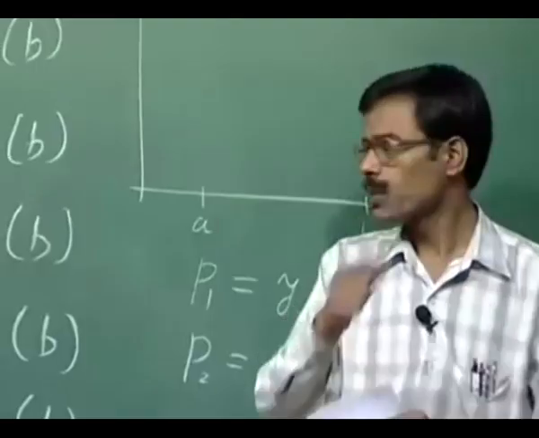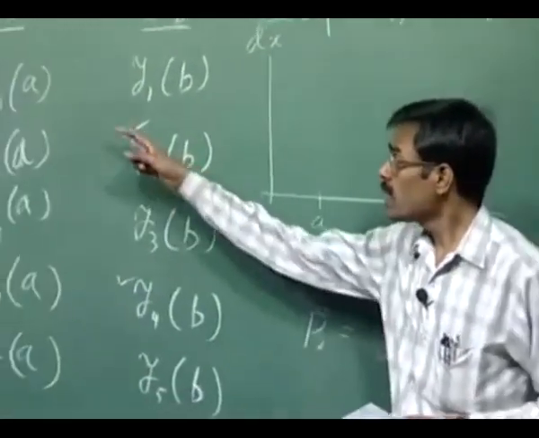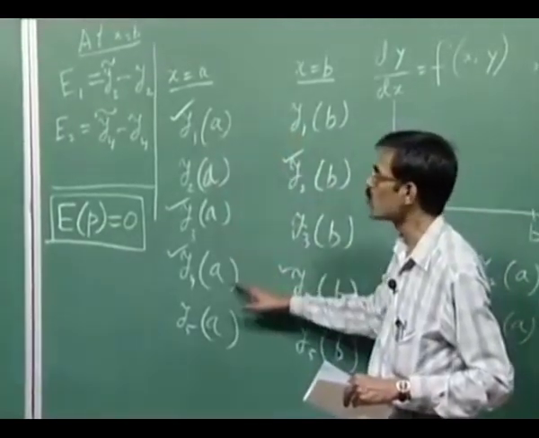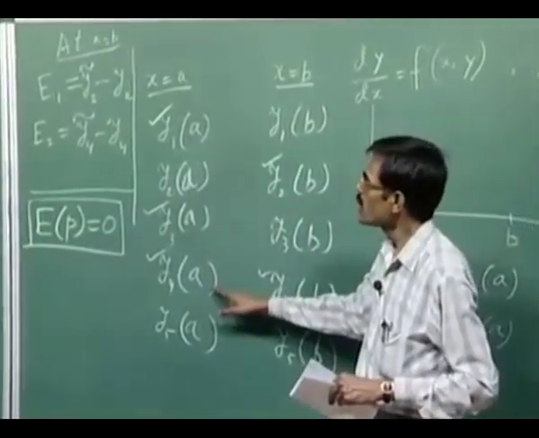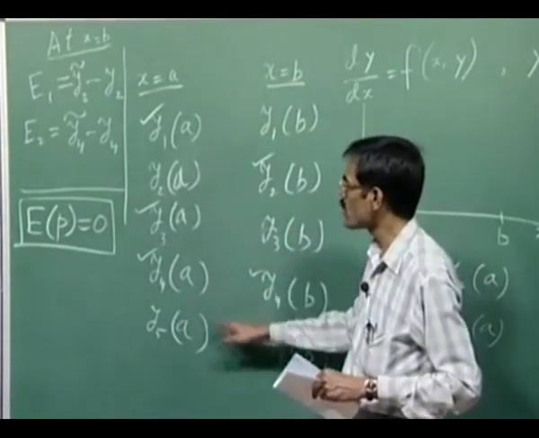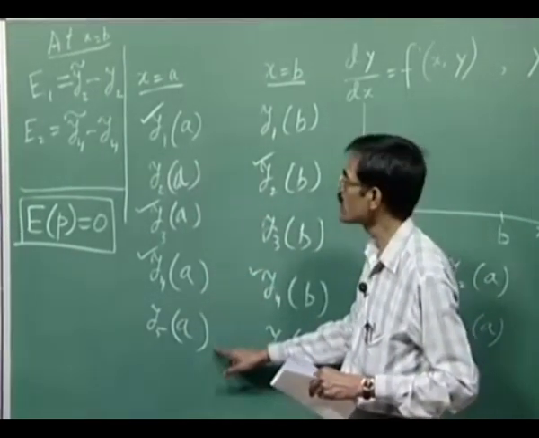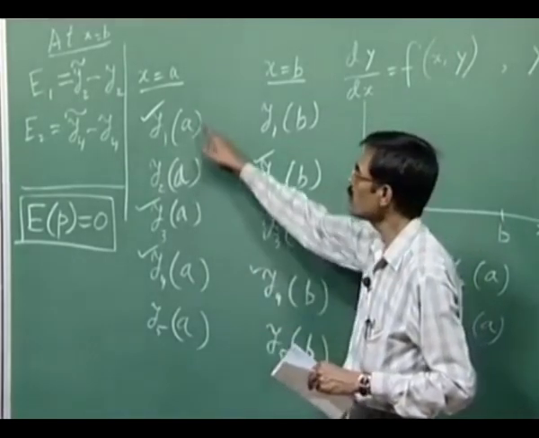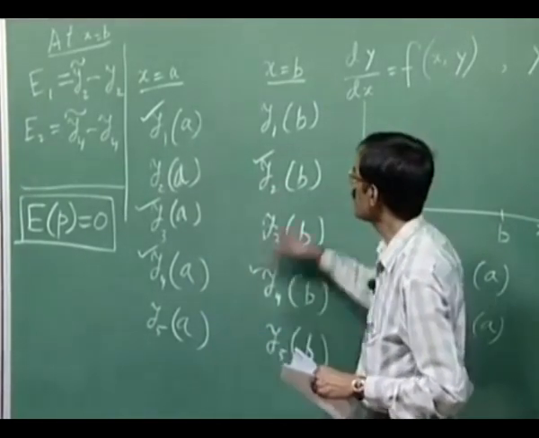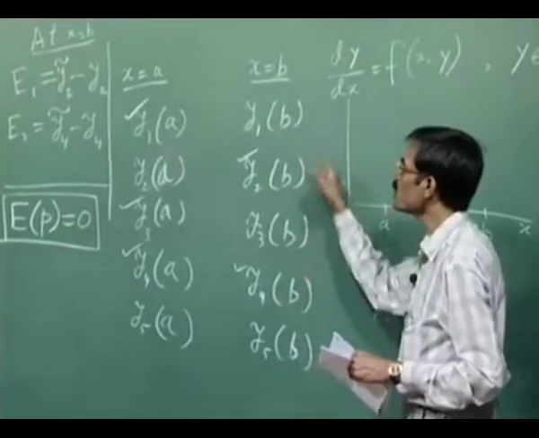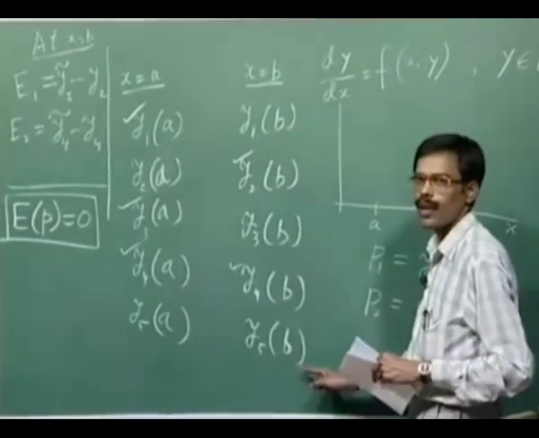Now, here we took a simplified case in which 3 values were given. It could be somewhat more general, rather than giving 3 values at this point x equal to a, there could be 3 relationships between all the 5 values. Similarly, here rather than giving 2 values, it could be 2 relationships among 5 values.